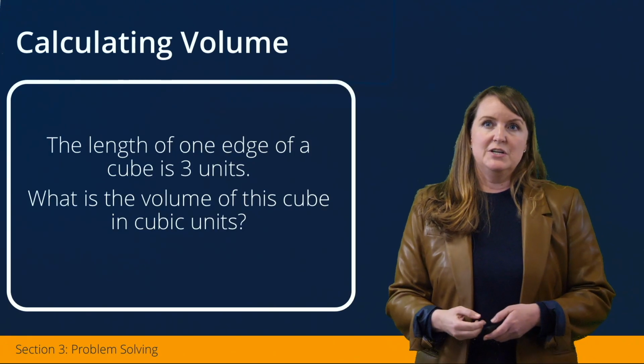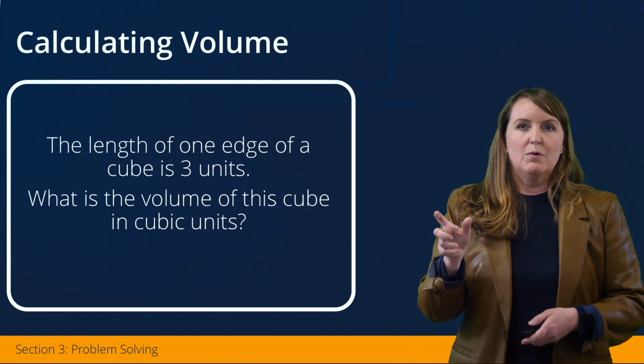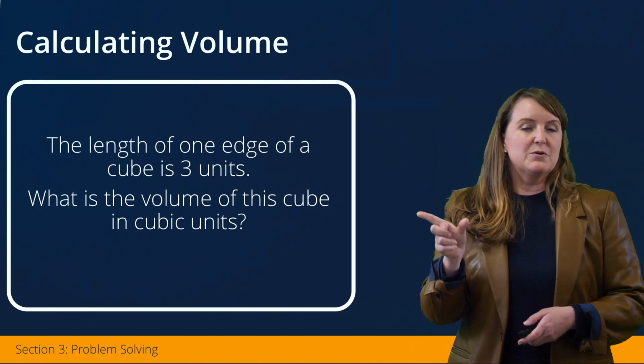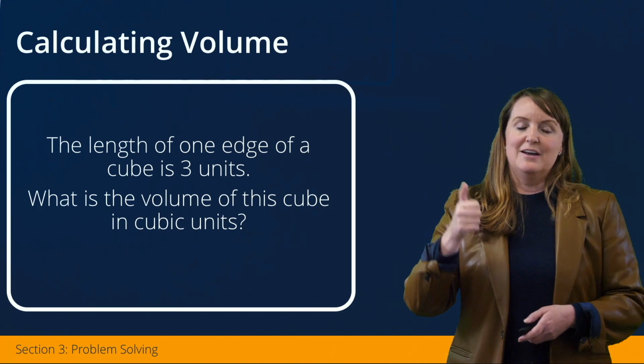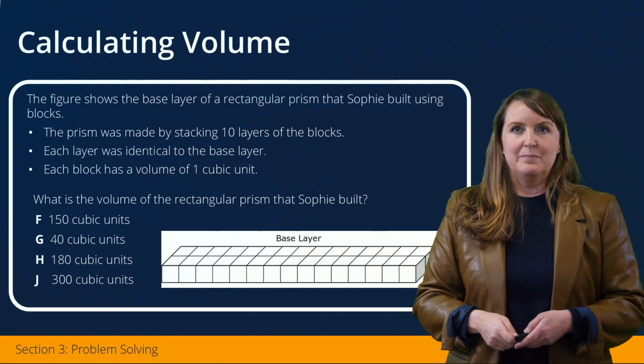Here's another question. The length of one edge of a cube is 3 units. What is the volume of this cube? So here we have to interpret that a cube is going to have the same length, the same width, and the same height. And if I know that's 3, then I could calculate the volume of that cube.